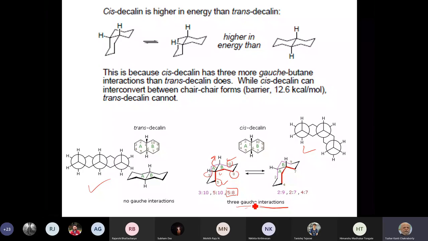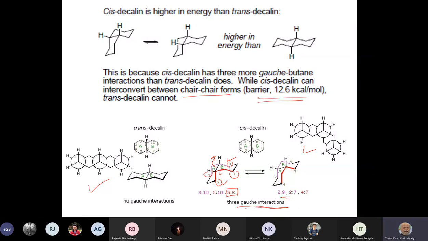And of course, if it flips also to the other chair form, then you can find out the corresponding 3 extra Gauche interactions in case of cis-decalin. And that's why it is less stable than the trans-decalin. And as I said, it can go from one chair to other, and the energy barrier they've calculated at 12.6 kilocal per mole.